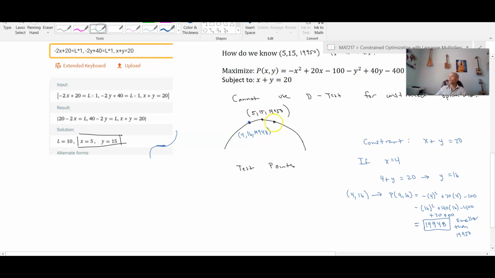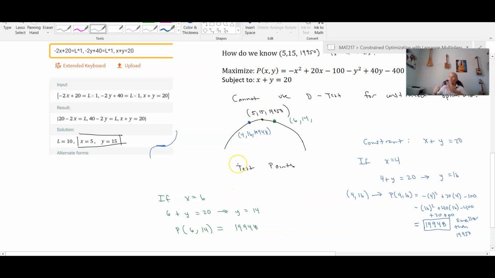So what I'm going to do as well is verify a point that's slightly to the right of x equals 5, so maybe x equals 6 would work, or 7, or 10, or anything beyond that, no more than 20, of course. If x is equal to 6, then in a similar fashion, 6 plus y has to equal 20, which means that y would equal 14. Again, they have to sum to 20. 6 plus 14 is 20. And I'm going to compute the profit at this point. So in a similar fashion, I'll compute the profit of (6, 14). And that's going to give me $19,948.